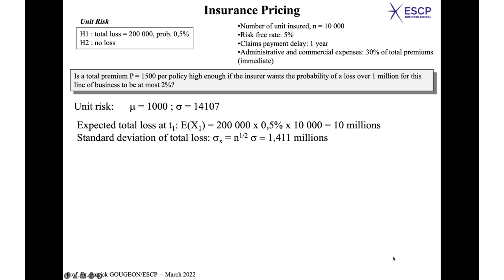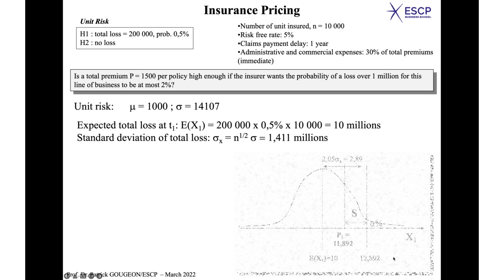Basically, it is included in the slides we have seen before when I explained the law of large numbers. So I took the formula directly from there to calculate the standard deviation of the total loss. In other words, we are facing a situation where the expected total loss would be 10 million, and the standard deviation of this expected total loss would be 1.411 million. So now what are we going to do?